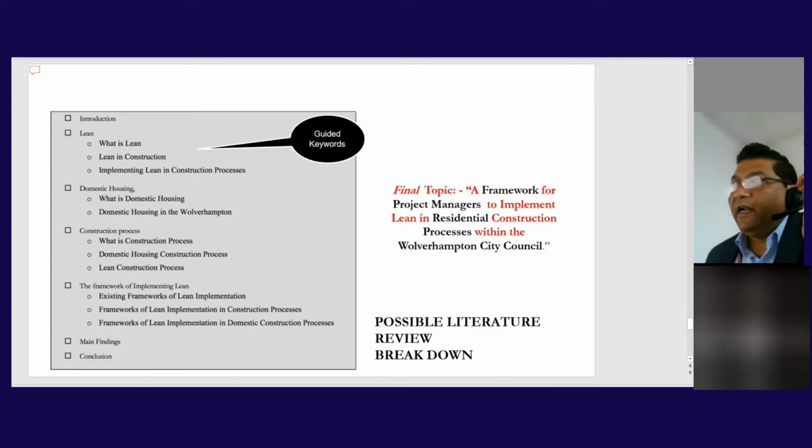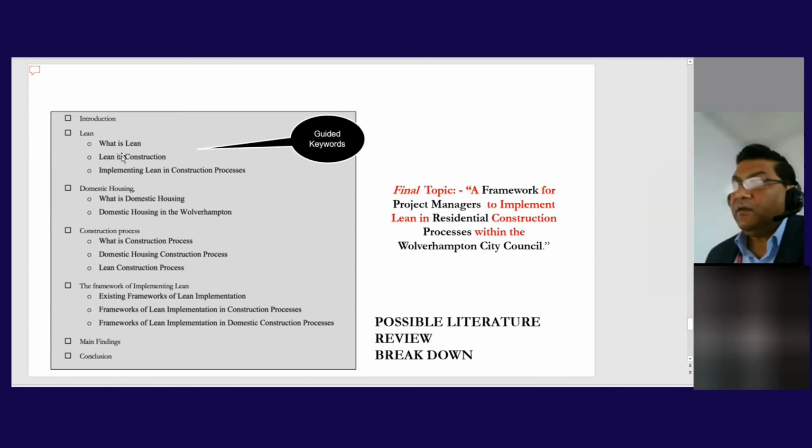Over here, I made a list of literature review topics. You're going to write an introduction, lean as one of your topics, and then talk about what is lean in construction, implementing lean in construction process, and maybe implementing lean in residential construction process. Then domestic housing, what is it? Domestic housing in Wolverhampton or Salford. And then what is the construction process, domestic housing process, lean construction process. These could be the headlines of your literature review.